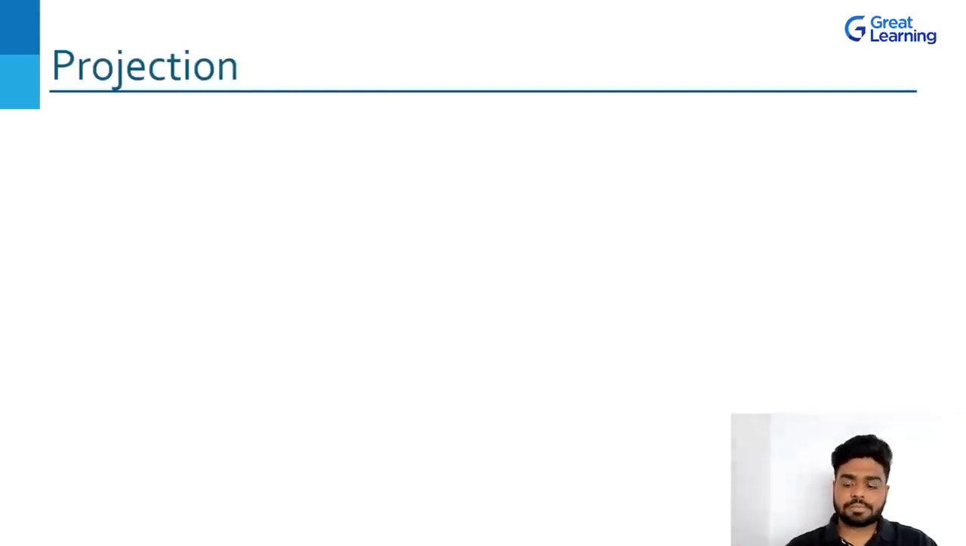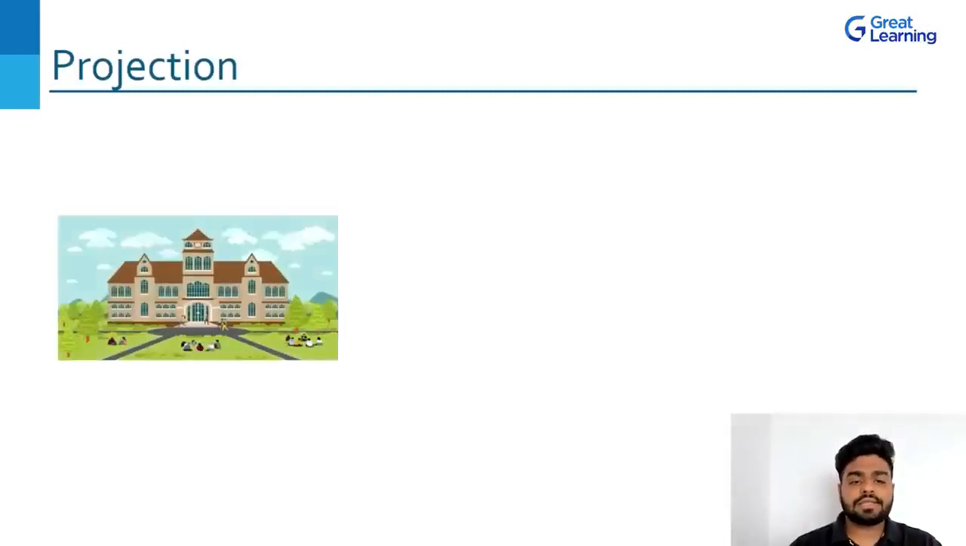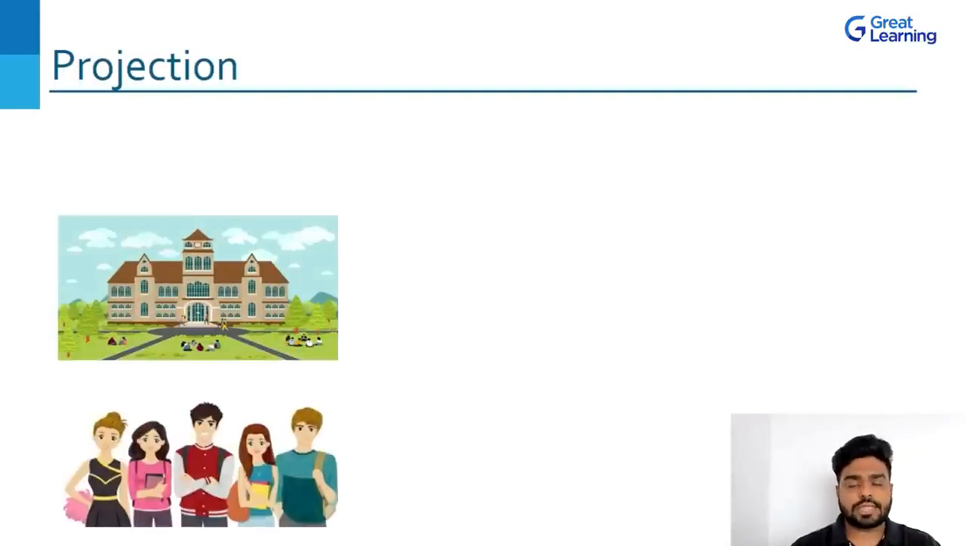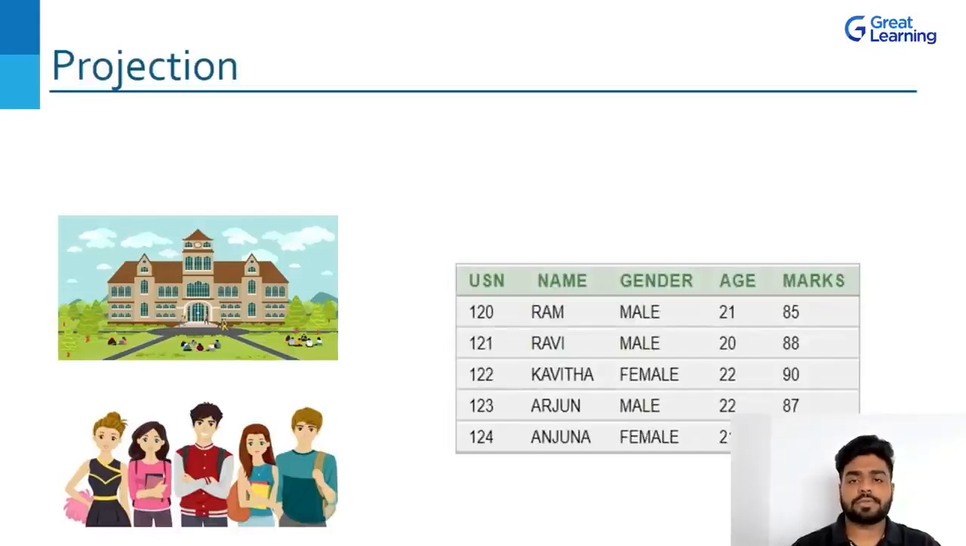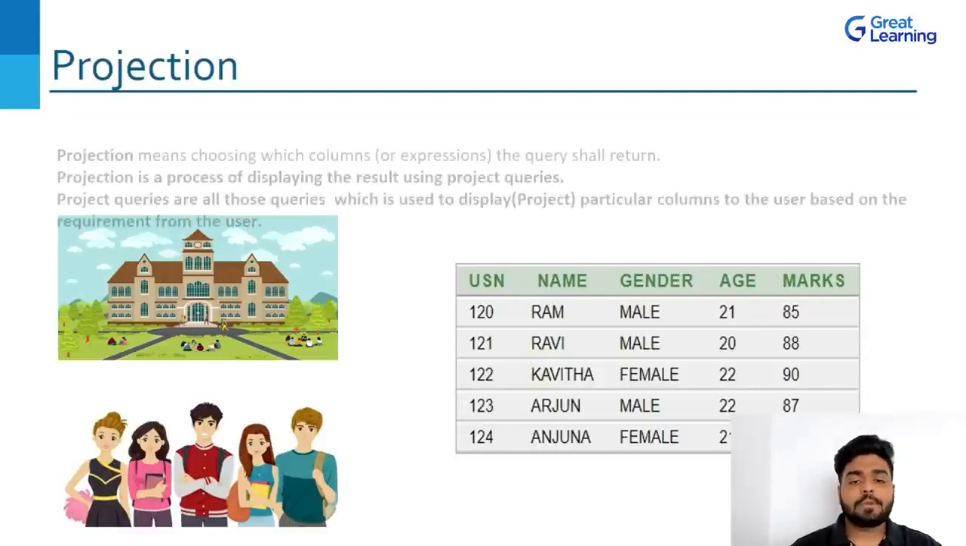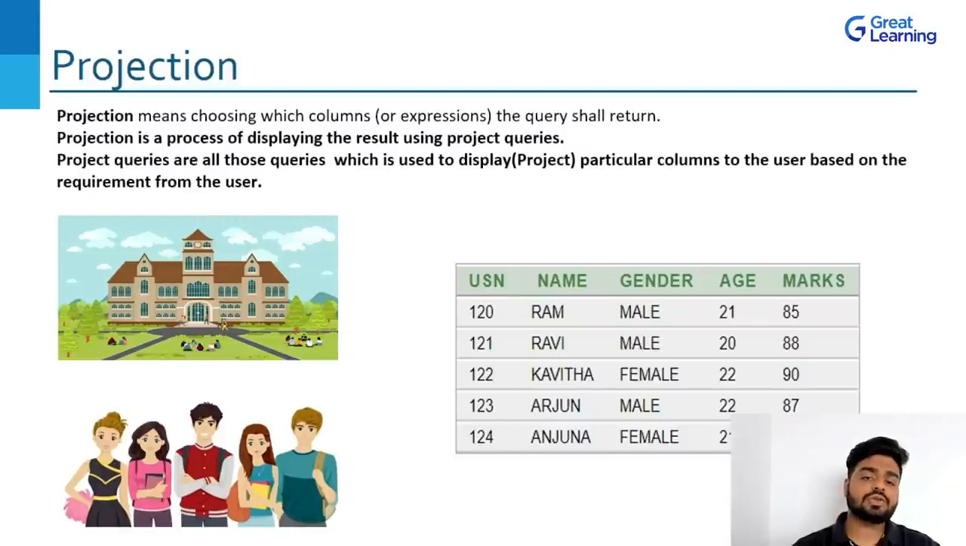Projection. Now projection is something when you want to project something, right? Let's say that you have a college and you have a group of students. Now if I want to save data of all the students, it will appear something like this, right? We have USN, name, gender, age, and marks, correct? Now projection is nothing but choosing which column or expression the query shall return. Suppose we only want to present name and age from one table. Let's say that we have a student table and we want only name and age to be projected. That is what is displayed as the result, right?